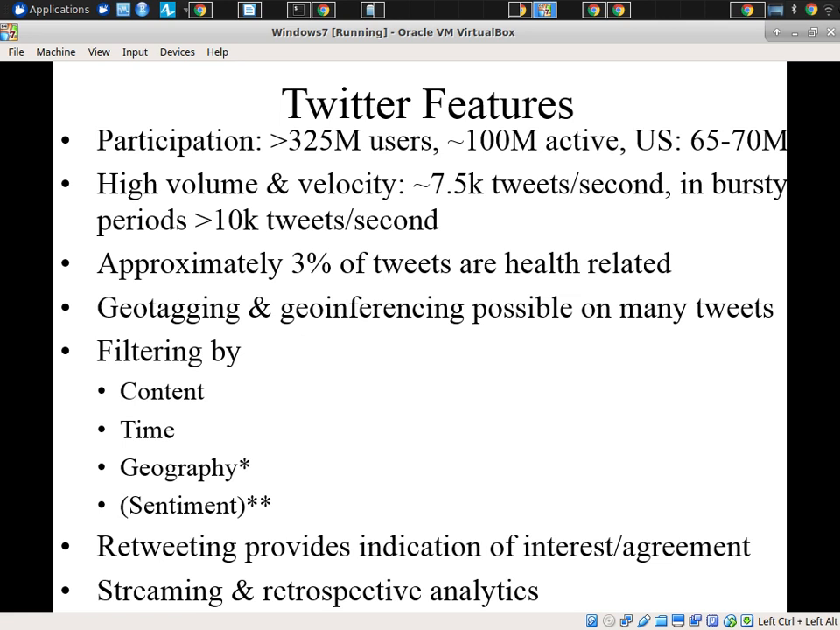And from our work, we seem to have found maybe 2 to 3%, I think it's closer to 3%, of tweets are in some way plausibly health-related. They may be about vaccinations, they may be about being homesick, they might be about concerns about recent cases reported in the news of West Nile virus, but at some level they're health-related.